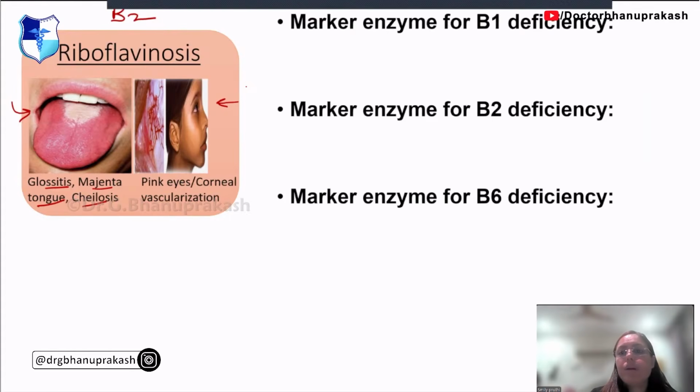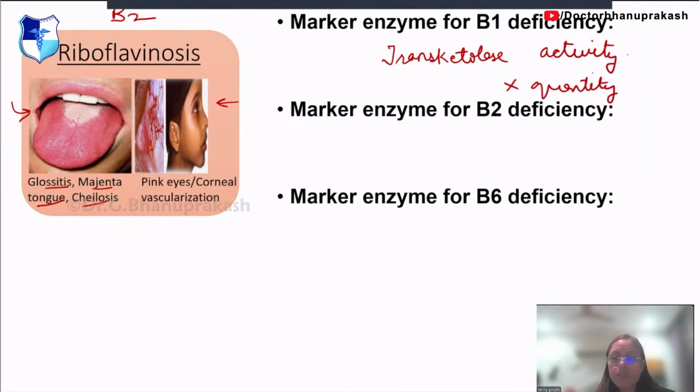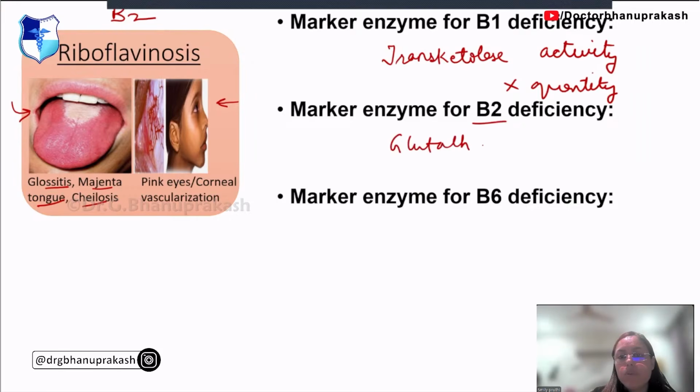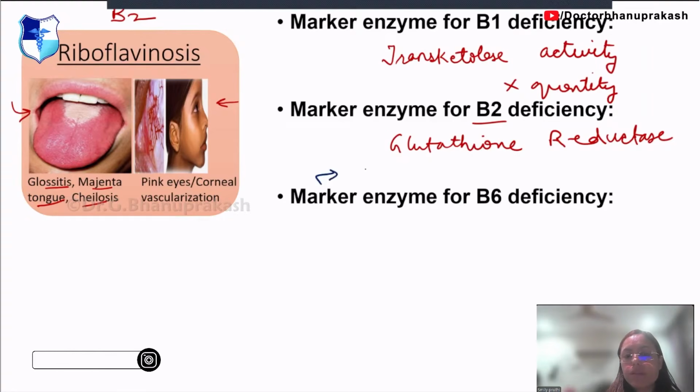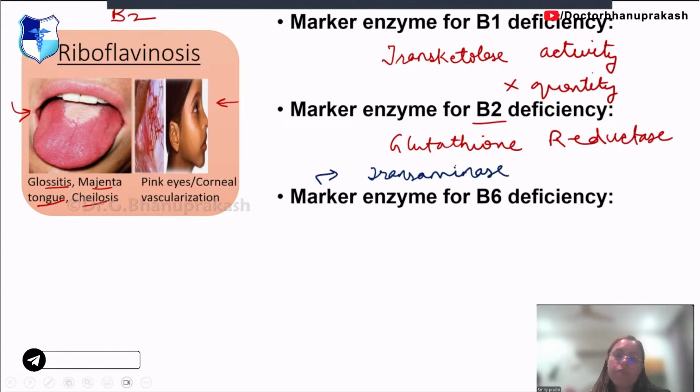Very important marker enzymes. Marker enzyme for B1 deficiency is transketolase activity. Be careful, not the quantity of enzyme, it's the activity. For B2, it is glutathione reductase. Be careful, it is not glutathione peroxidase. It is glutathione reductase. Okay. For B6, it is transaminase. B6, transaminase. For B1, transketolase. For B2, glutathione reductase. For B6, transaminase.